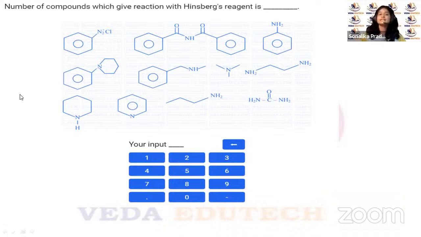Okay, children. So let us discuss this question here. What is being asked of us? The number of compounds which give a reaction with Hinsberg reagent. So how many compounds out of all these given compounds are going to react with Hinsberg reagent?